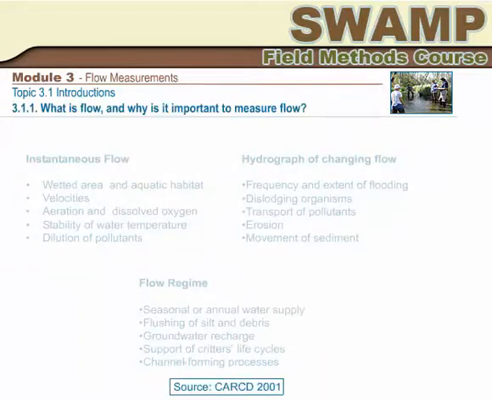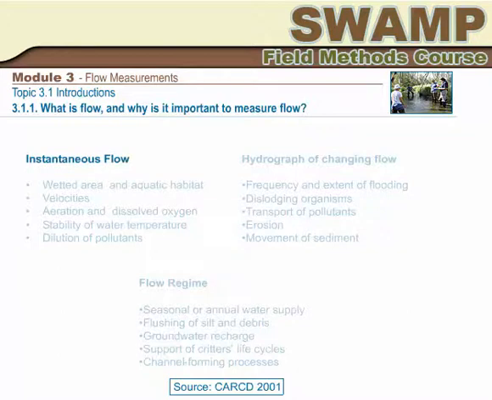Stream flow, or discharge, is the amount of water that moves past a fixed point during a given period of time. It is a crucial component of a stream ecosystem, intimately connected with a wide range of physical, chemical, and biological processes. There are many techniques for measuring flow, each with advantages and limitations that depend on field conditions and the questions to be answered.